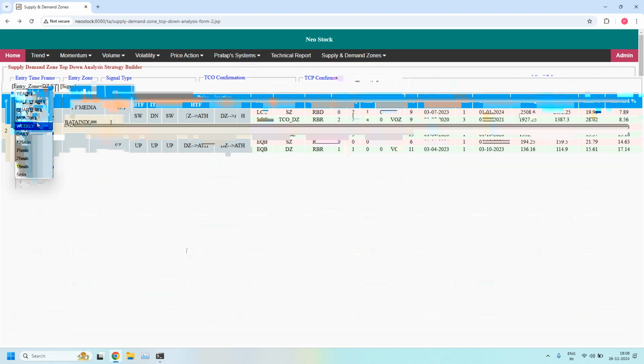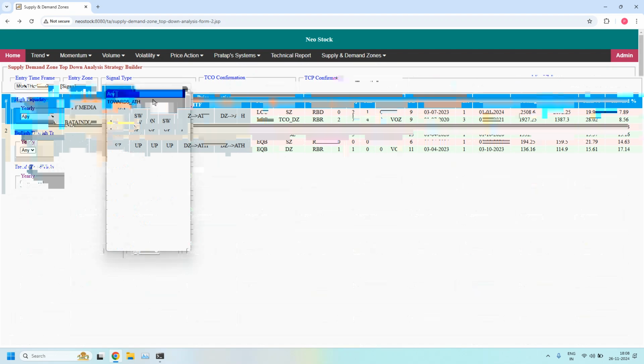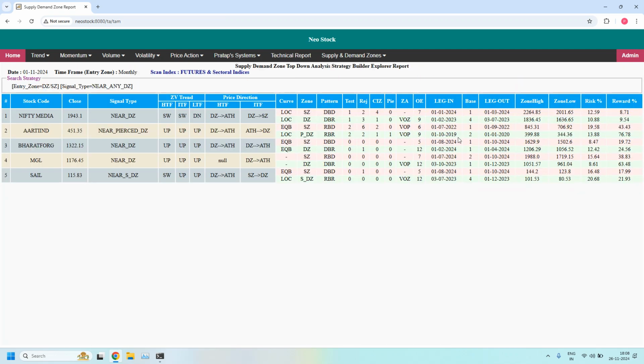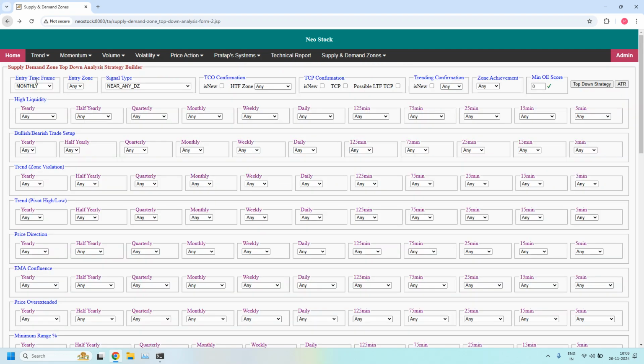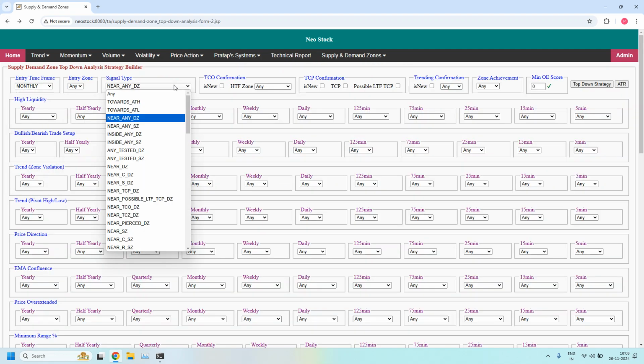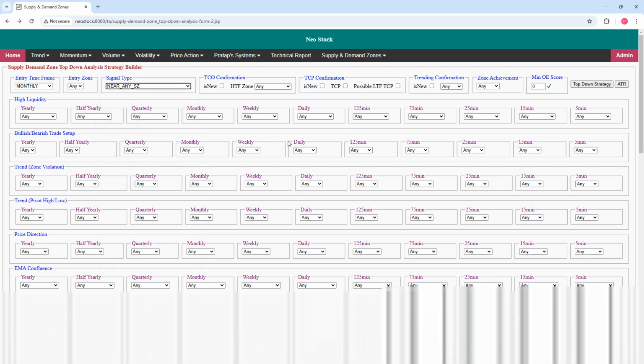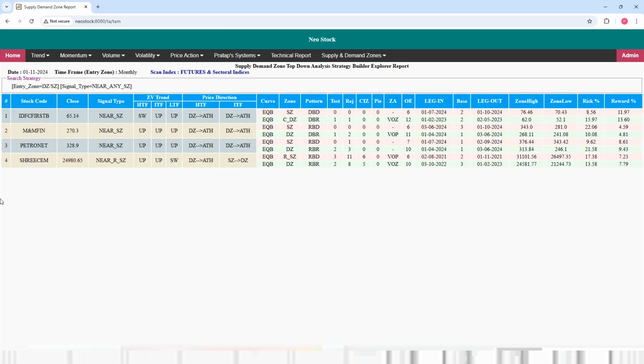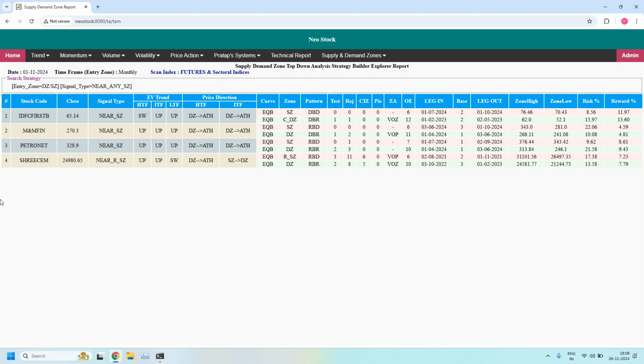Next time frame is monthly. Stocks near monthly demand zone. Five stocks are filtered. Next monthly time frame. Stocks near monthly supply zone. Four stocks are filtered.